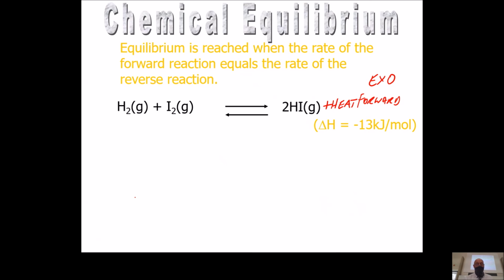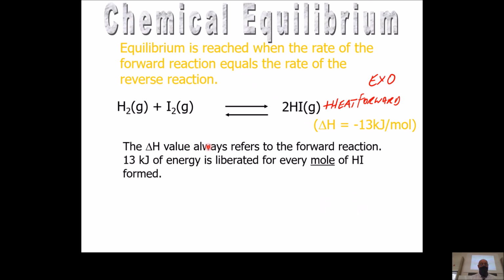Now, in this reaction, you can see there's 2 moles of gas on the left and there's 2 moles of gas on the right. So although it's all gases, if you increase or decrease the pressure here, it won't have any effect. Because the reaction can't benefit by going left or right. So pressure will actually have no effect, even though it's an all gas reaction.